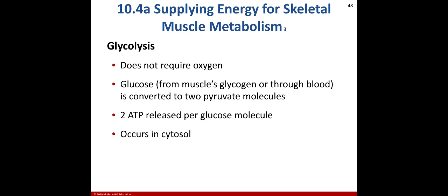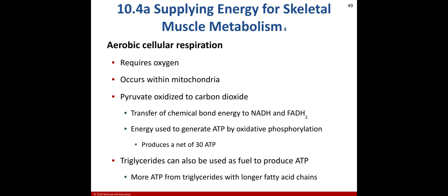Glycolysis does not require oxygen. The glucose that we find in a muscle cell or in the blood is made into 2 pyruvate molecules. Then we get 2 ATP from each of those glucose molecules, happening in the cytosol. That's going to give us some more energy, but really not that much for the amount of work put in.